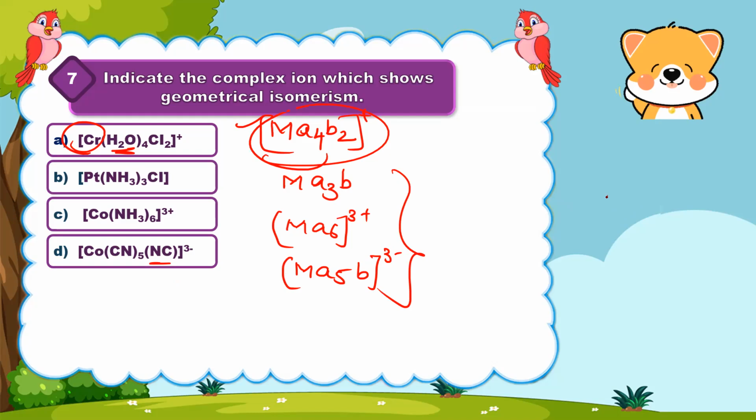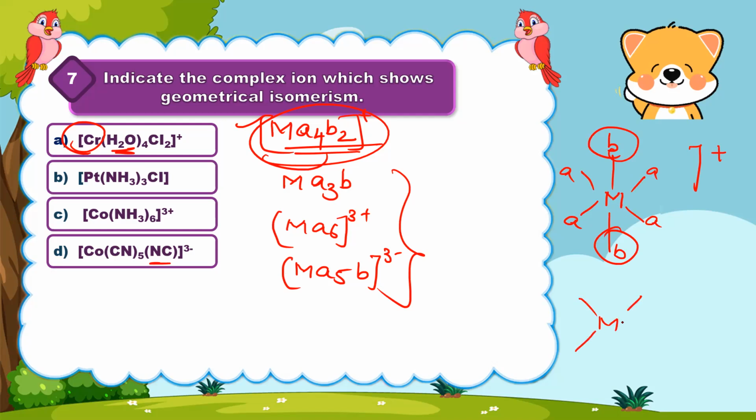2 tricks I uploaded, and in this case you can observe that Ma4B2 shows isomerism. I will ask you a question. If the 2 B's are opposite, then what kind of isomerism does it show? Cis or trans? It shows trans isomerism. Very good, it's a trans isomer. If the 2 B's are adjacent, what kind of isomerism does it show? It shows the isomerism which is called cis. So cis-trans isomerism is exhibited only by the first complex.